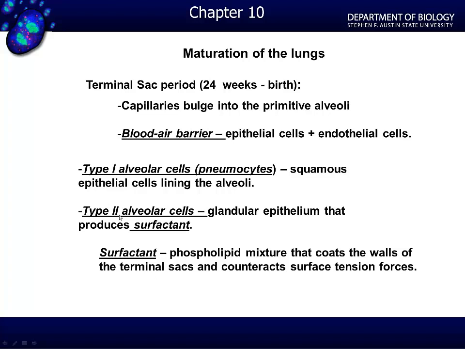We also have type 2 alveolar cells, or these giant alveolar cells, that are producing surfactant. And we'll talk a lot more about surfactant. But this phospholipid mixture, a detergent, if you will, this is going to break the surface tension so that we can open up these little tiny sacs called alveoli so that we can have the correct amount of surface area for gas exchange to be effective.